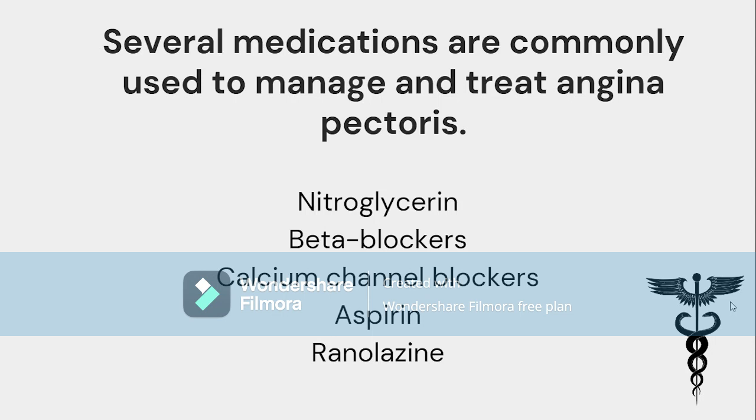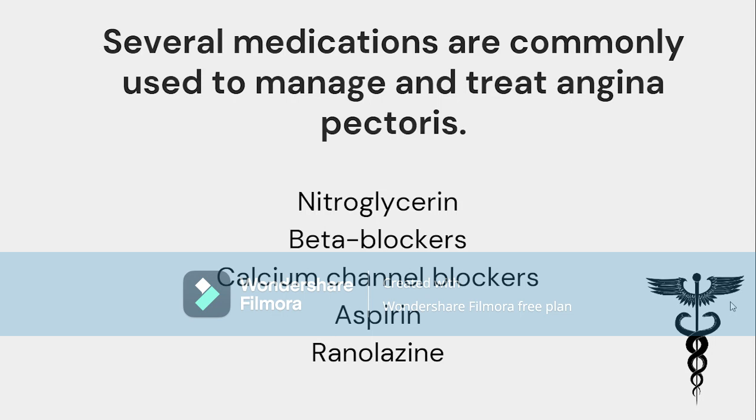Next medication is the calcium channel blockers. Calcium channel blockers are another class of drugs used to manage angina. They work by relaxing the blood vessels and reducing the workload on the heart, thereby improving blood flow and relieving angina symptoms. Calcium channel blockers can be prescribed as short-acting medication for acute relief or as long-acting medication for ongoing angina management.